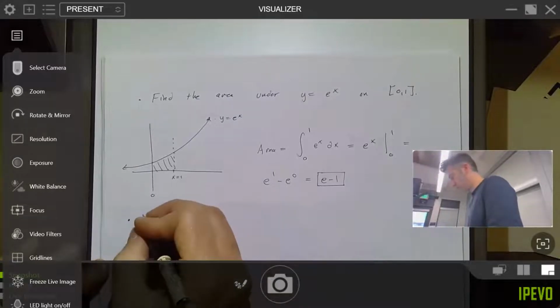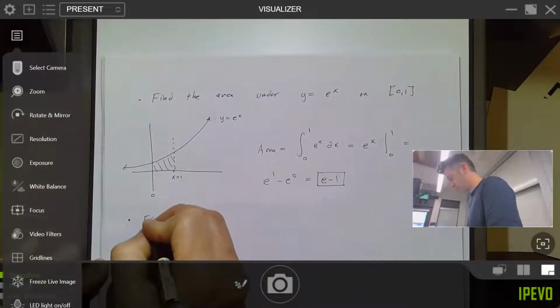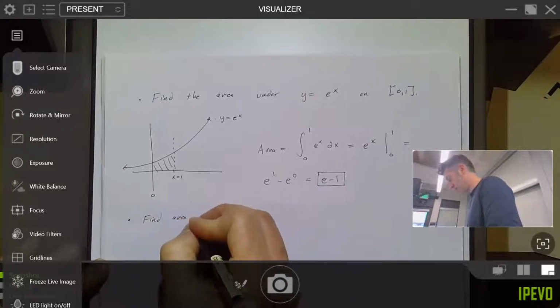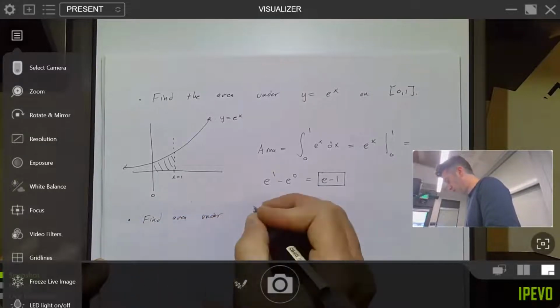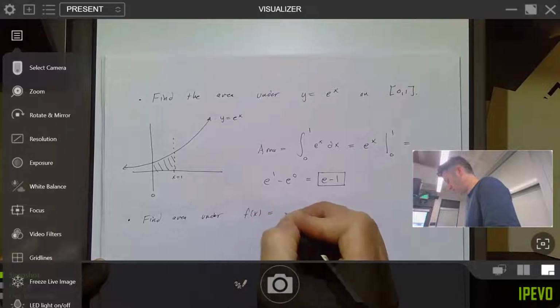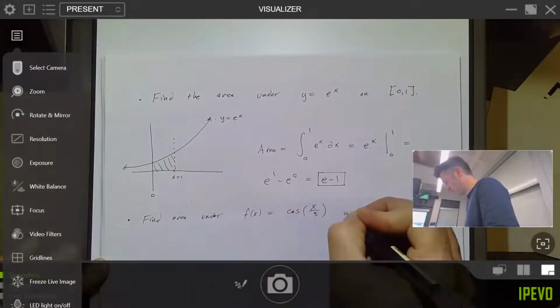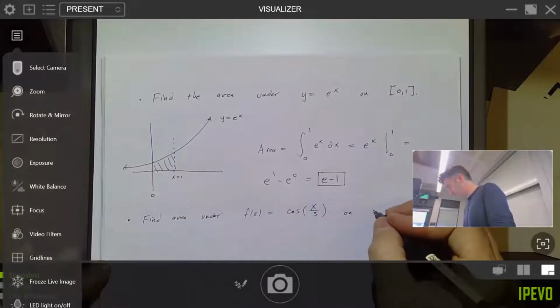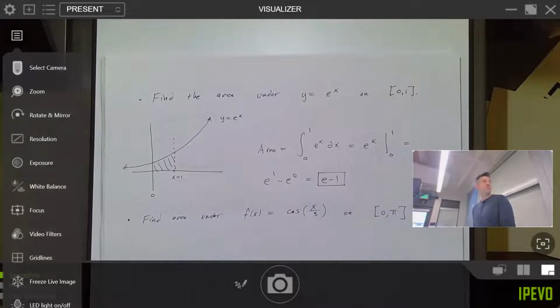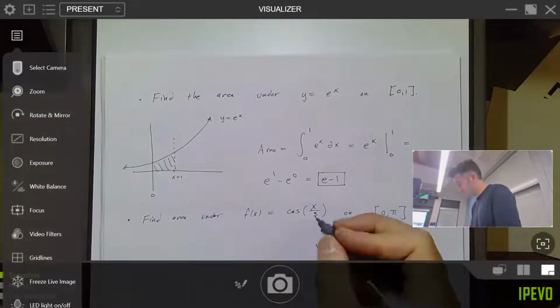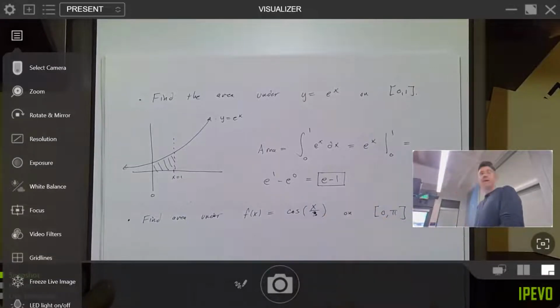Or what if we wanted to find the area under f of x equal to cosine of x over 3 on the interval from 0 to pi. And we don't have to draw a picture here, but we could.